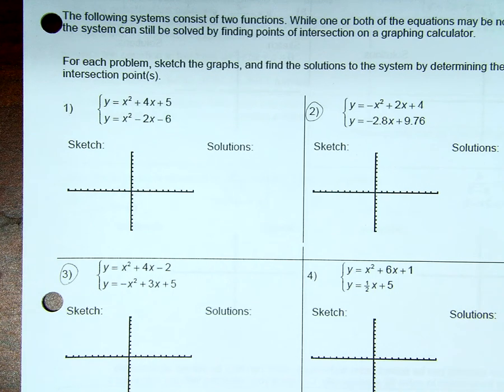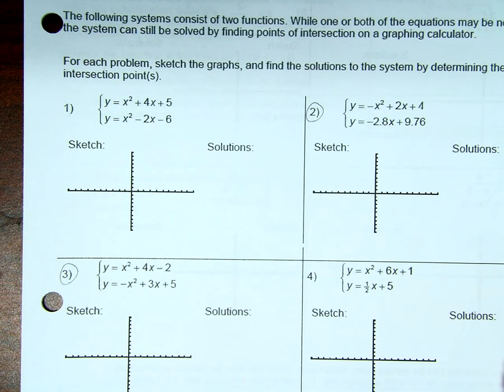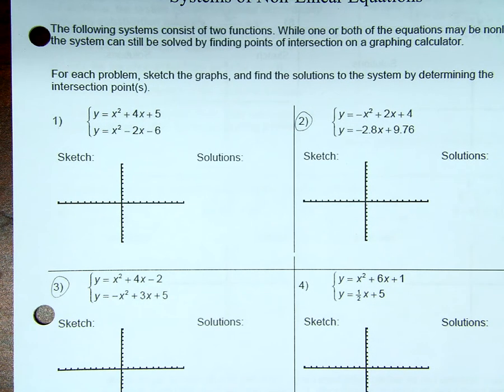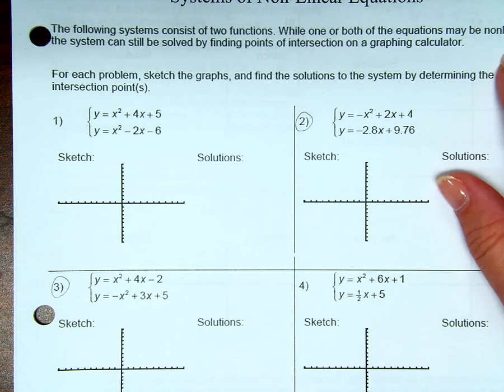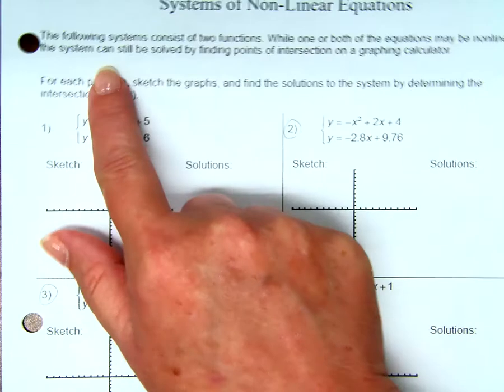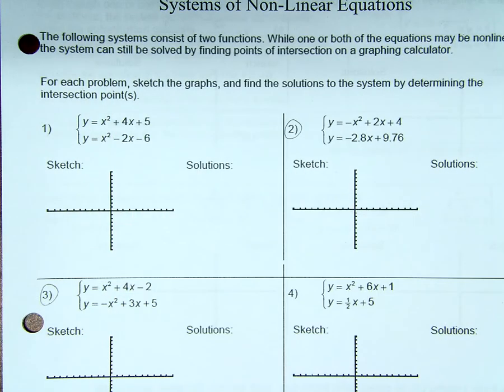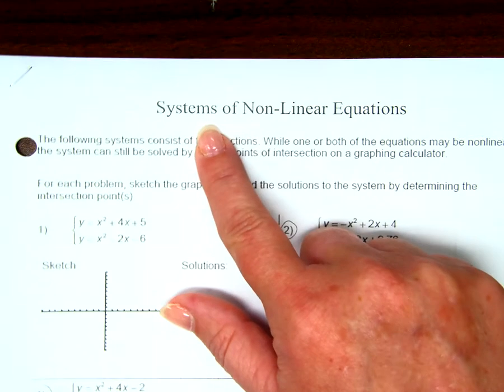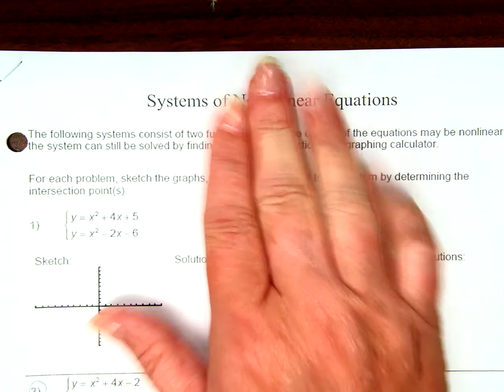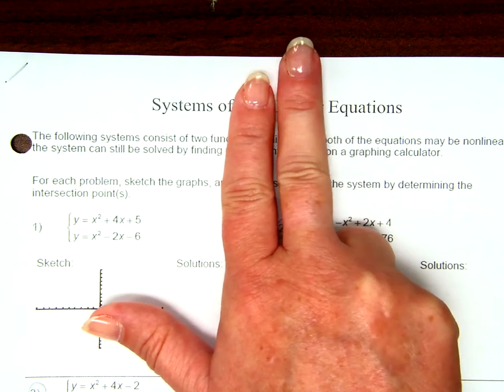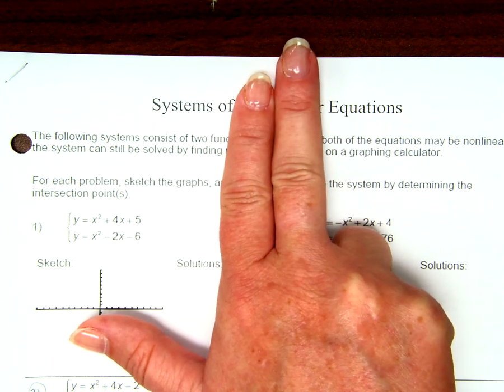The following systems consist of two functions. While one or both of the equations may be nonlinear, the system can still be solved by finding points of intersection on a graphing calculator. Does that make sense? Have we done systems of equations before? Like that? Yeah, we did a whole big project with QR codes out in the hall. You remember that? Systems of equations.